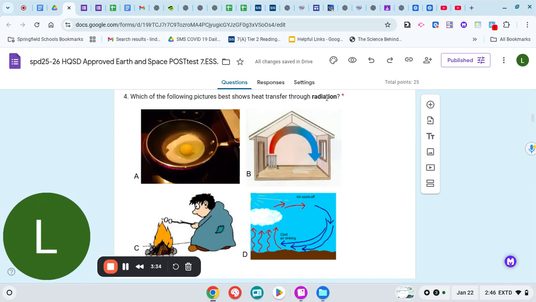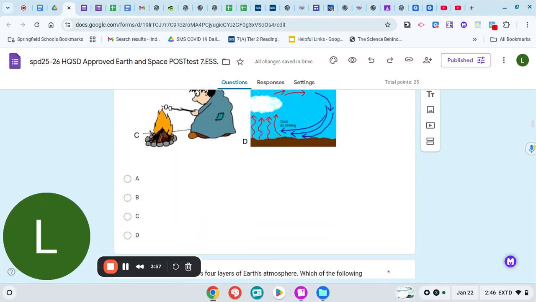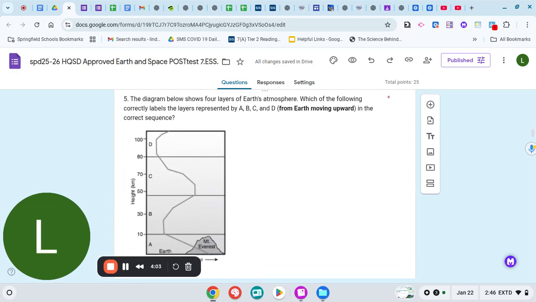Again, you're looking for radiation. Which of the following pictures best shows radiation? A is egg on a frying pan. B is a radiator with warm air rising, cold air sinking. C is a little boy roasting marshmallows near a fire. And then D is the warm air rising and the cold air sinking. A, B, C, or D. Go ahead and pause the video and then come back up for number 5.